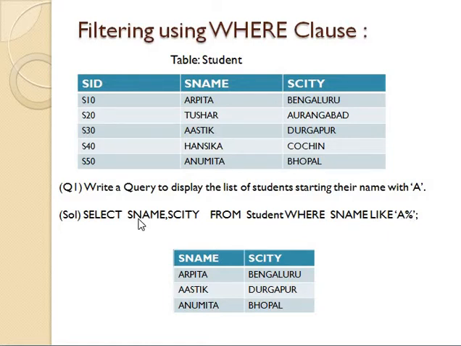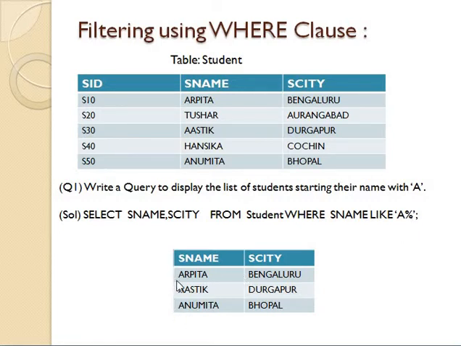And upon executing this query, you will see the column names SNAME and SCT shown in the output table, which lists the names of students along with their city, but only those students whose name starts with the letter A. So out of all these student names, only Arpita, Astik and Anumita are the students whose names start with the letter A, followed by any number of characters.